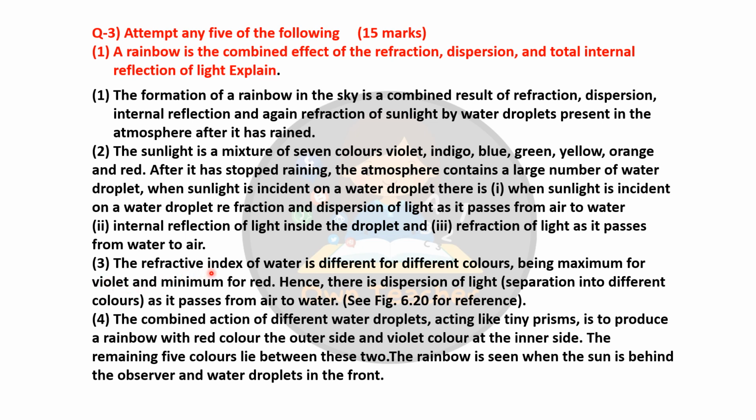Number 3. The refractive index of water is different for different colors, being maximum for violet and minimum for red. Hence, there is dispersion of light as it passes from air to water. Number 4. The combined action of different water droplets acting like tiny prisms is to produce a rainbow with red color on the outer side and violet color on the inner side. The remaining 5 colors lie between these two. The rainbow is seen when the sun is behind the observer and water droplets are in front.